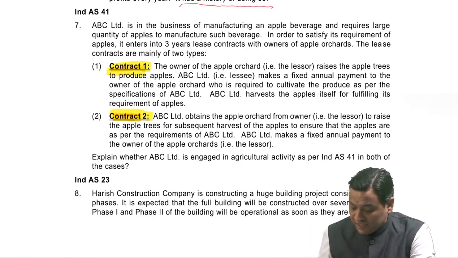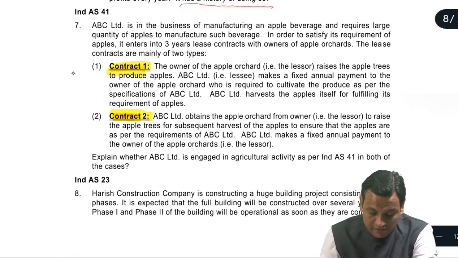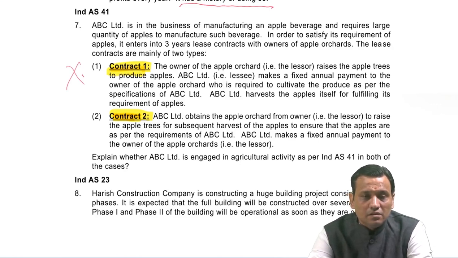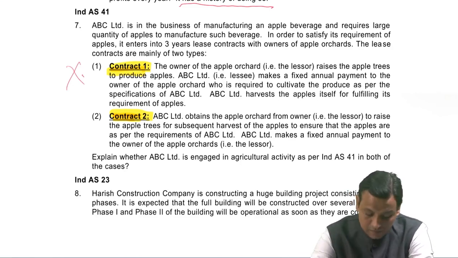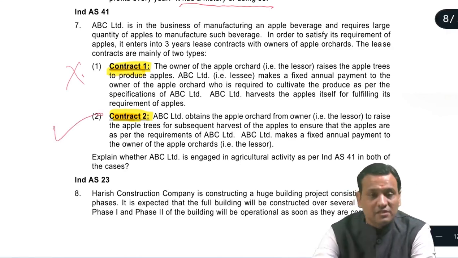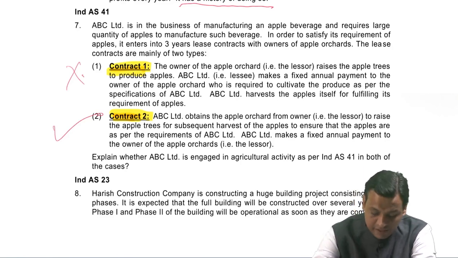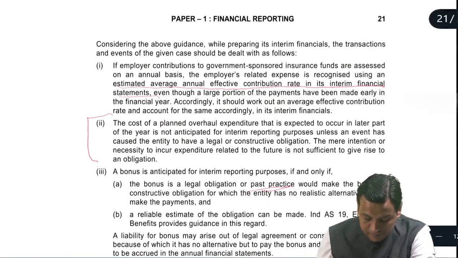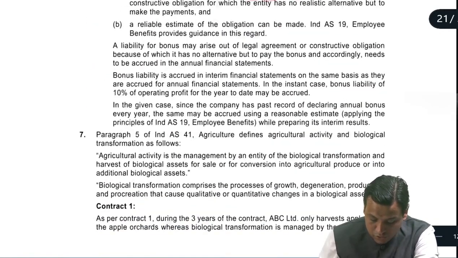Obviously friends, as far as case number 1, that is contract 1, is concerned, this is not an agriculture activity because biological transformation is not done by you. It is done by the lessor. As far as contract 2 is concerned, yes, it is an agriculture activity. The biological transformation is done by you. You may just go through the solution.